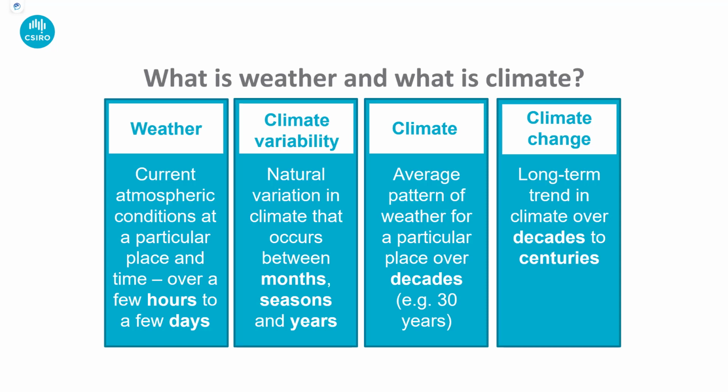At slightly longer timescales, when we're talking about variations that happen between different months and seasons and years, or even decades, we're talking about climate variability. This is natural variation that occurs over those timescales. At the longer timescale again, we start to use the term climate. Here we're talking about weather data that's been collated continuously over several decades, usually 3 decades, and from that, you can then compute averages, and that's what we're talking about when we talk about climate. It's really the average state that we're talking about.